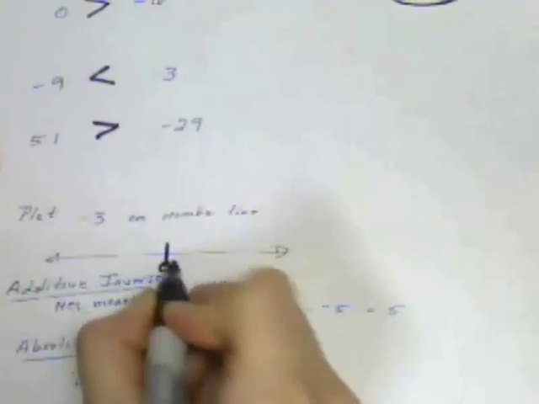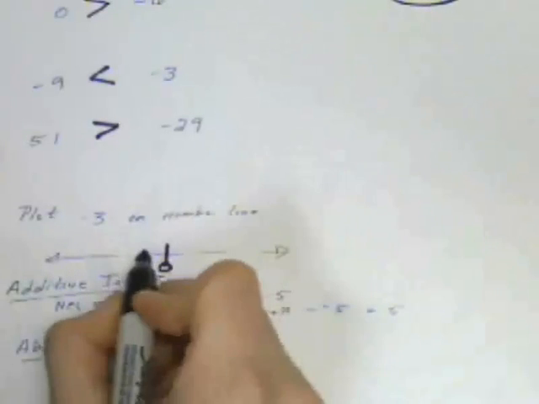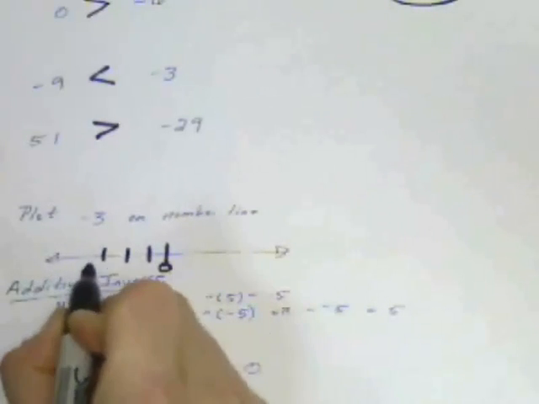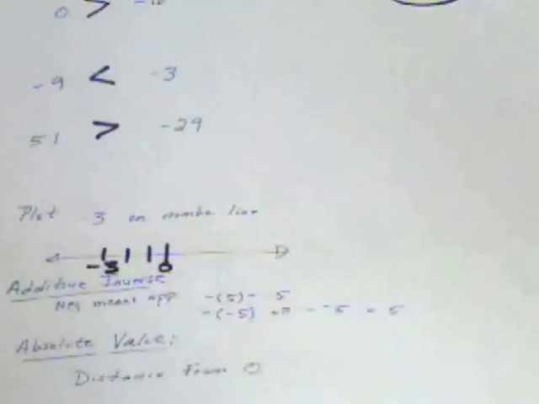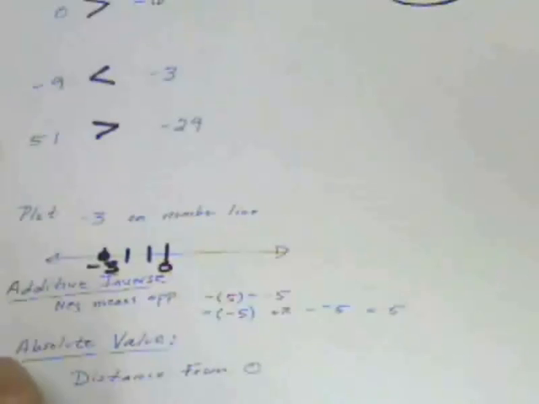Let's see, we have 0, which I usually put in the center. -1, -2, -3. And for plotting at -3 on the line, I'm going to put a dot, a closed dot, because it shows that that's exactly what it's equal to. Okay.